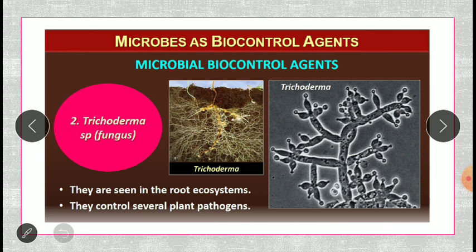Then the second example is the Trichoderma species, which is a fungal species. They are usually found in the root ecosystem, that is in the roots. Trichoderma is literally a fungus found in association with the roots of the plant. They control several plant pathogens. They are helping the plants to be pathogen free.